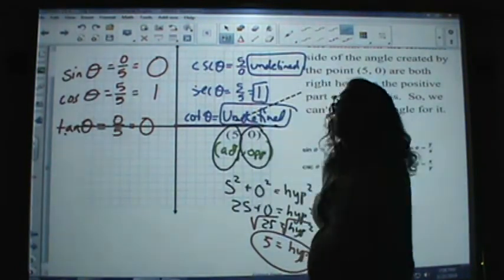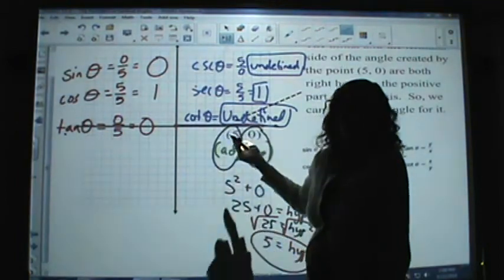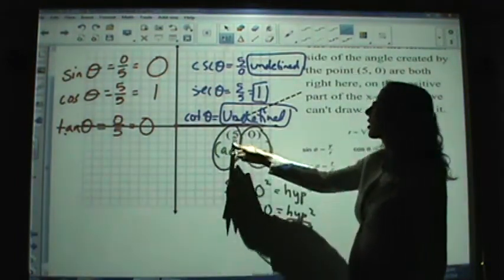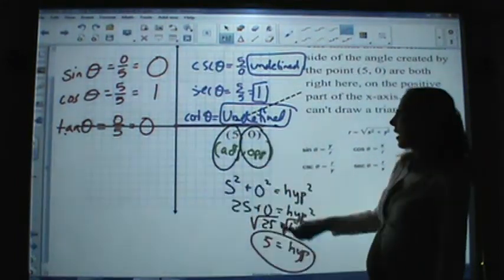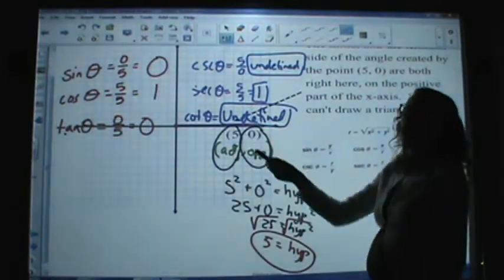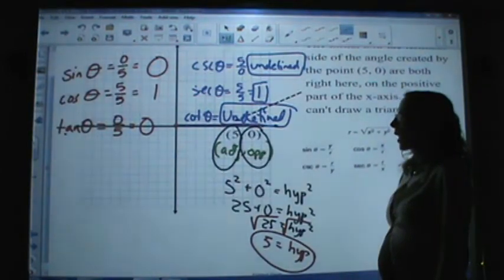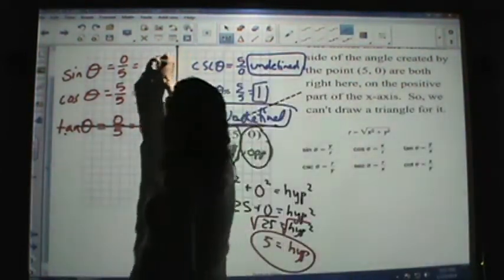So if you have a quadrantal angle, an angle that hits on a quadrant marker, if it's labeled with a point, it's easy because you can think of it as adjacent comma opposite and use that to calculate the hypotenuse. And now you've got all the building blocks you need to figure out your 6 trig functions.